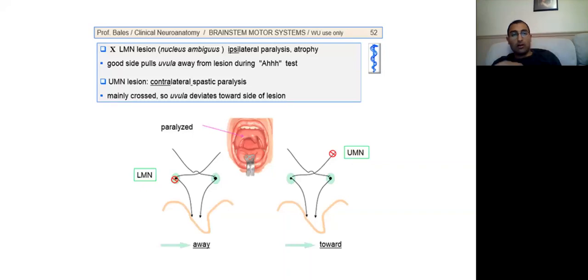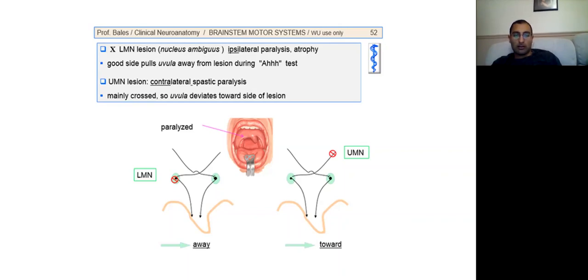And just going over the uvula. So the uvula is supplied by the vagus nerve, and normally when we test for vagus nerve damage, we look at deviation of the uvula. Now, classically, we've got this nucleus ambiguus, and then it synapses there, and then you get the lower motor neurons, which supply the uvula. Now, depending where the damage is, the uvula deviates.